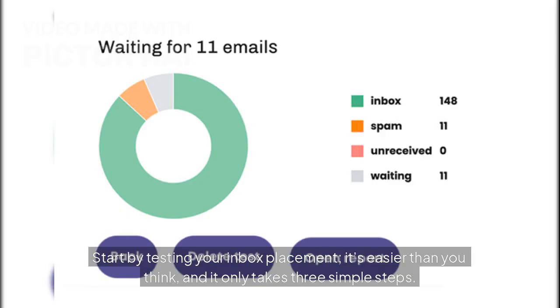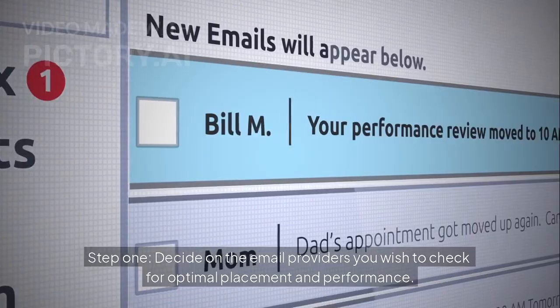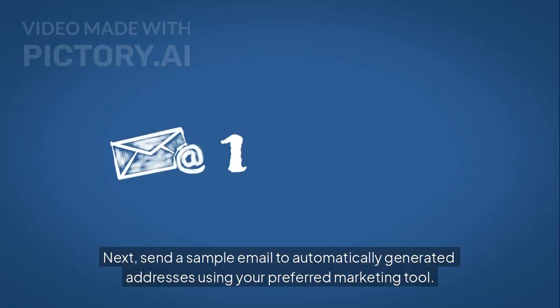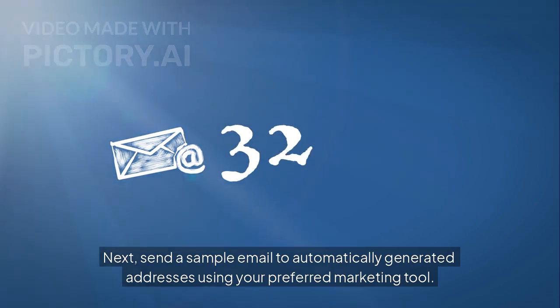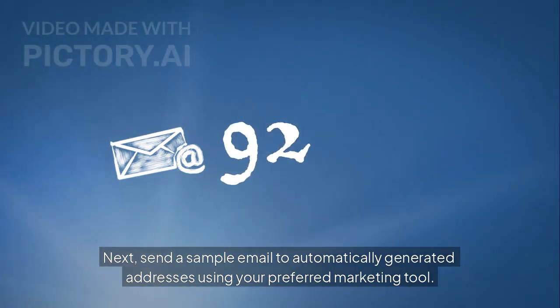Start by testing your inbox placement. It's easier than you think, and it only takes 3 simple steps. Step 1. Decide on the email providers you wish to check for optimal placement and performance. Next, send a sample email to automatically generated addresses using your preferred marketing tool.